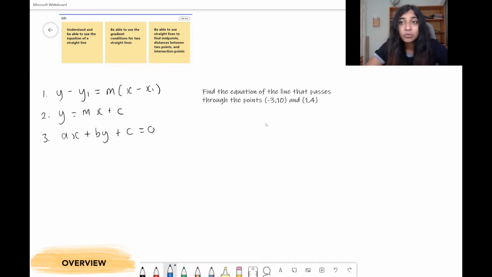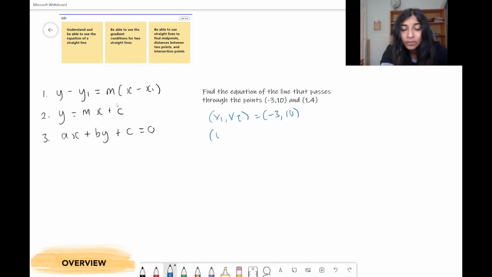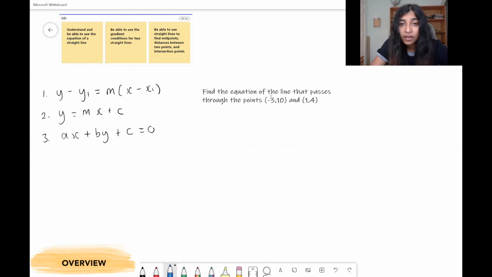So if we try with an example, that will probably be the most useful. The first form we have here is probably the easiest one to do because we have most of the information. We just want to know what m is. So if we try this question, we want to find the equation of the line that passes through the points -3, 10 and 1, 4.